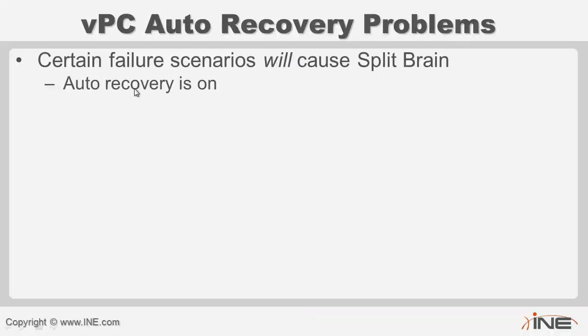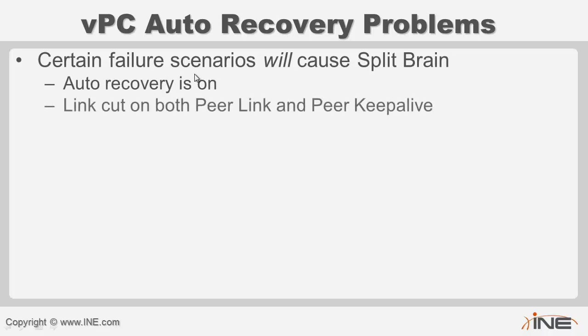But in this particular case, let's assume that auto recovery is on. So auto recovery is not on by default, but let's assume that we had configured it. Then there is somehow a link cut of both the peer link and the peer keep alive between the neighbors. So the links both go down, but both of the chassis are actually functional. Now the VPC primary is not going to do anything when this happens. The VPC primary is just going to continue to stay primary.